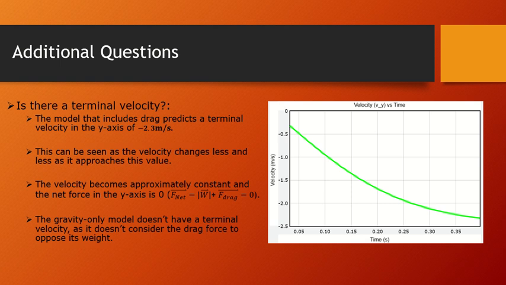The first additional question is if there is a terminal velocity. In the drag force model, there is a terminal velocity in the y-axis of negative 2.3 meters per second. This can be seen as the velocity changes less and less as it approaches this value. Because the velocity becomes approximately constant, the net force in the y-axis is 0, so the sum of the drag force plus the weight is 0. The gravity-only model doesn't have a terminal velocity, which could change if it considers the drag force that opposes its weight.